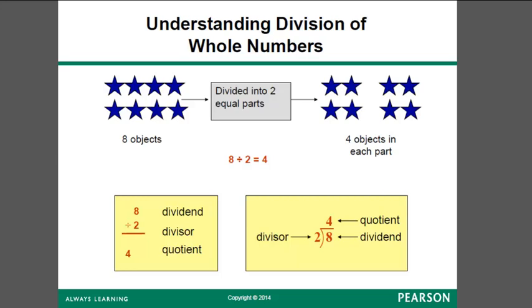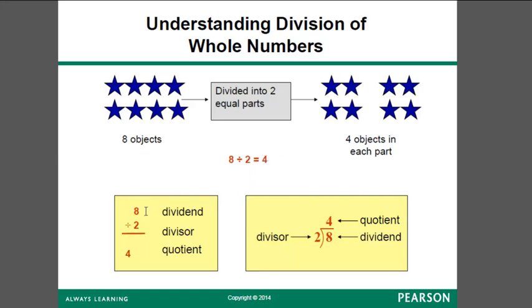If you look at this picture, we have 8 objects, 8 stars, and we want to divide them into 2 equal parts, 2 equal groups, which will result in 4 objects in each group. So 8 divided by 2, we have 8 objects and we're dividing them into 2 groups. We have 4 in each group.